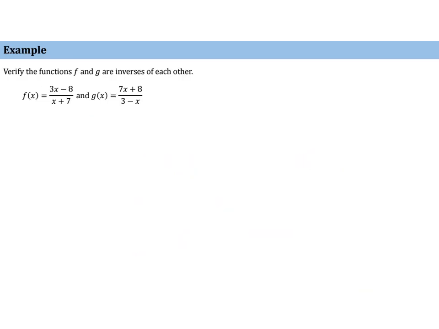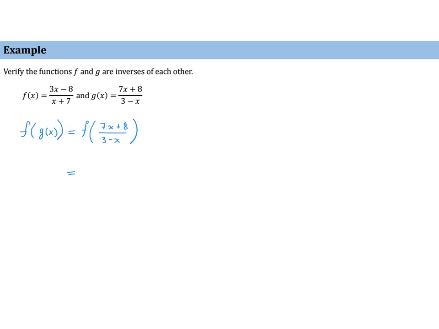So here we have two functions, and we want to verify that they are inverses of one another. So, in other words, what we have to do is take f of g of x and show that equals x, and then we'll have to show g of f of x is x. So f applied to g of x will be f applied to 7x plus 8 over 3 minus x.